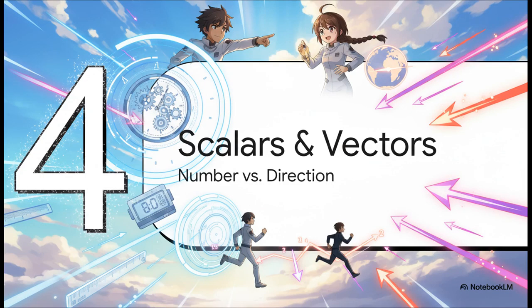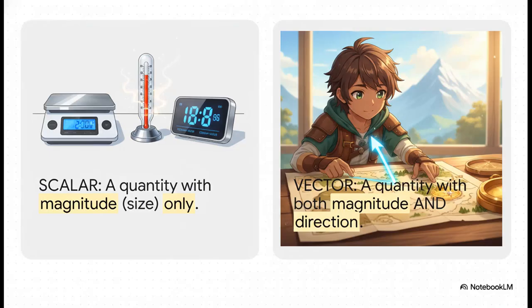The difference between distance and displacement is the perfect way to understand our next two big ideas, which are absolutely essential in physics: scalars and vectors. The difference here is actually incredibly simple, but it's super powerful. A scalar is just a number. It has a size or a magnitude. Think 20 degrees Celsius or the 7 kilometers we just walked.